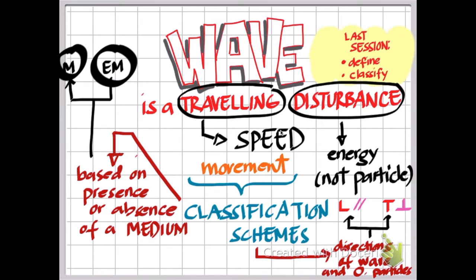Right? Two classification schemes. One classification will give you mechanical and electromagnetic, and the other classification scheme will give you longitudinal and transverse. Waves can be mechanical and longitudinal, or mechanical and transverse, or electromagnetic and transverse, things like that. But a wave that is both mechanical and electromagnetic is not possible, right?